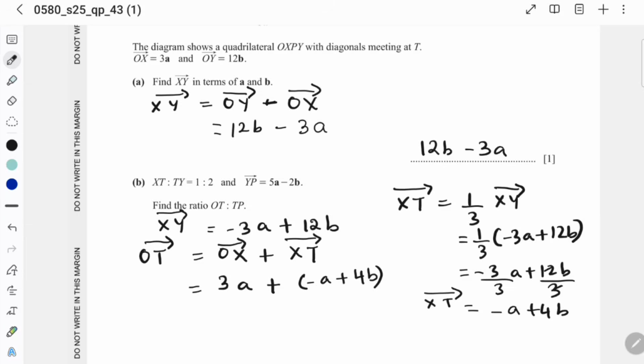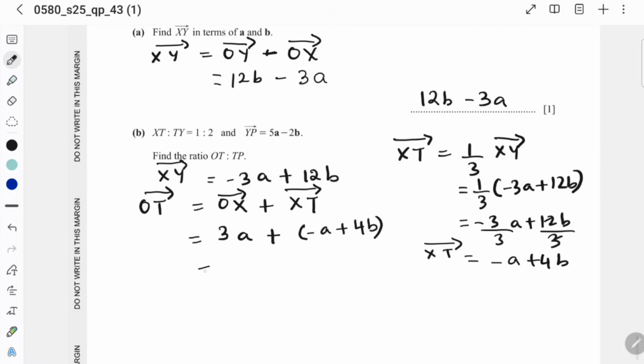First, what did we do? We found XT because we have to find out OT. OT is equal to OX plus XT, so that is 3a minus a plus 4b. 3a minus a will be 2a plus 4b. This is your OT. We have found OT. Now OT is done, and we have to go to TP.